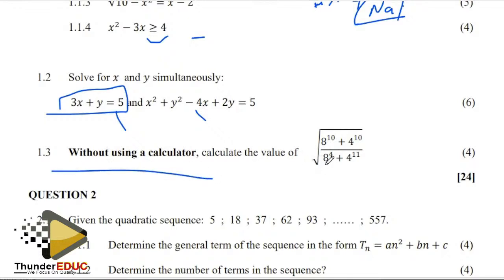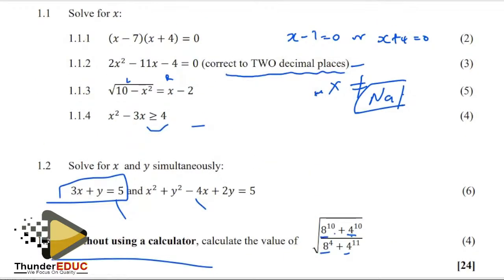1.3, calculate. So the square root with these exponents. In such a case, break down the bases to just the smallest base, and then do the factorization since we have a plus. When you have a plus or a minus with exponents, factorization is always a must. So that is how question 1 would look like.